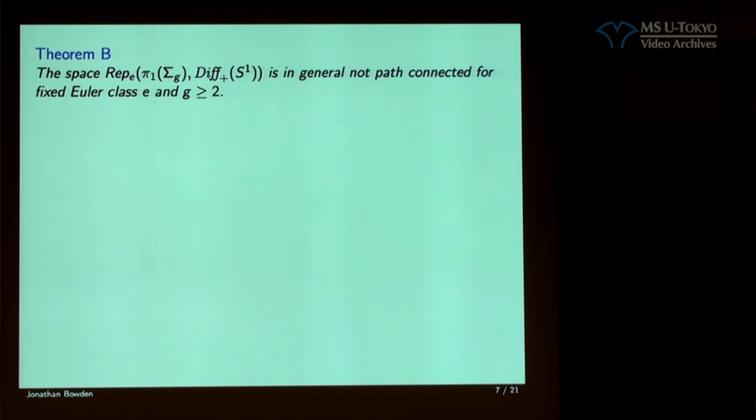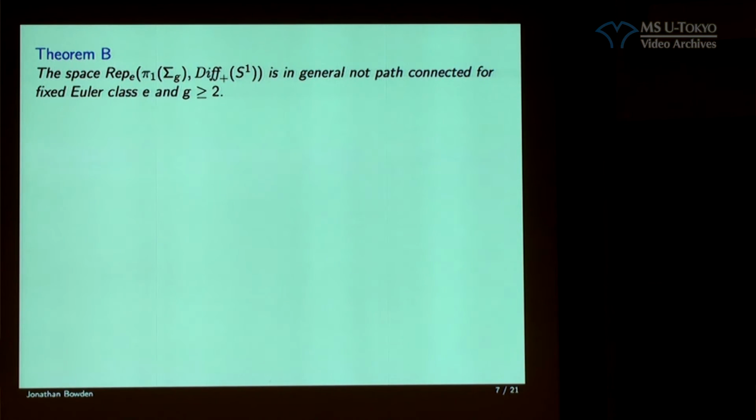And the result is that for a fixed Euler class, even then, you can distinguish different path components. In general, for a fixed Euler class, for the representation space of a genus g hyperbolic surface, any g would do, for certain Es, which I will describe more precisely in a second, you get, in general, a non-path-connected space.